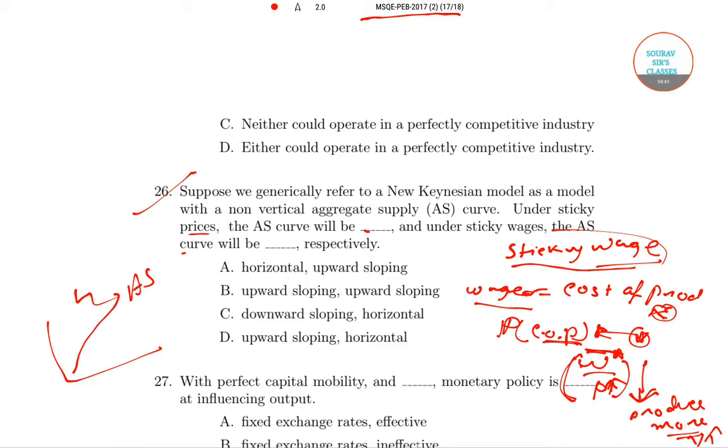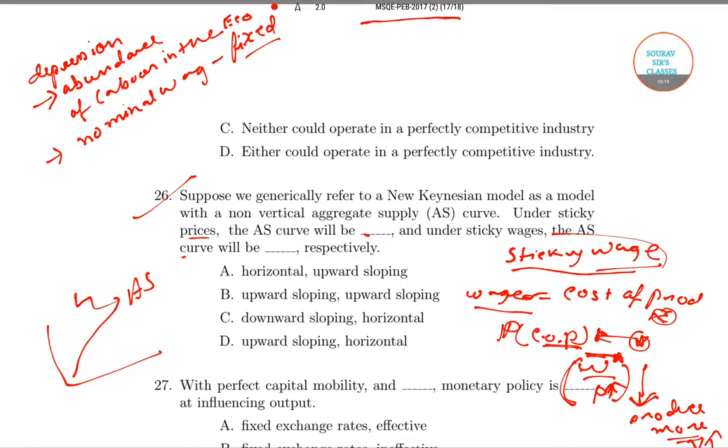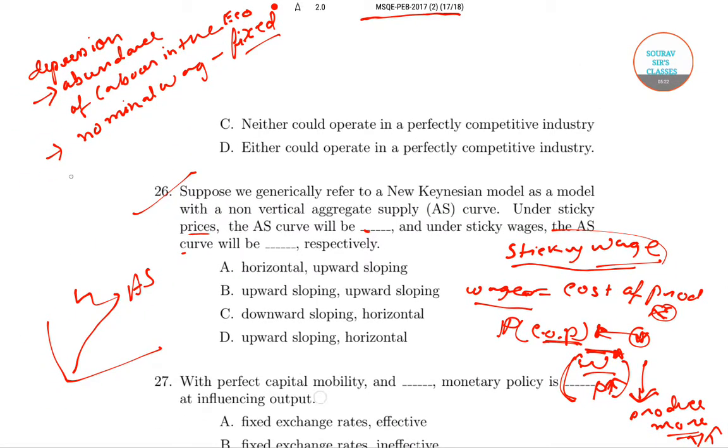So I will repeat again. See, in the time of depression, what happened? In the time of depression, there was an abundance of labor in the economy. As there was an abundance of labor in the economy, the nominal wage remained fixed. As the nominal wage remained fixed, as you know, W by P, this is the wage by price, is nothing but the real wage.